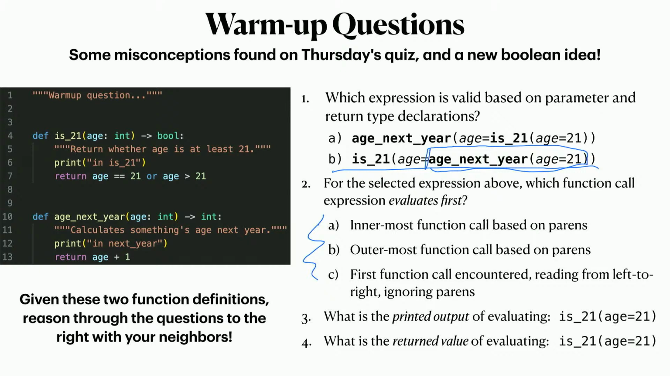This was something that we saw some confusion with on the most recent quiz. Some folks tended to work left to right, starting from the outermost function call. And it doesn't really come together that way because, again, in order to know what value to pass into this function definition of is21 for age, we must try and understand and compute a final value for age next year, given the rules that we've been learning.